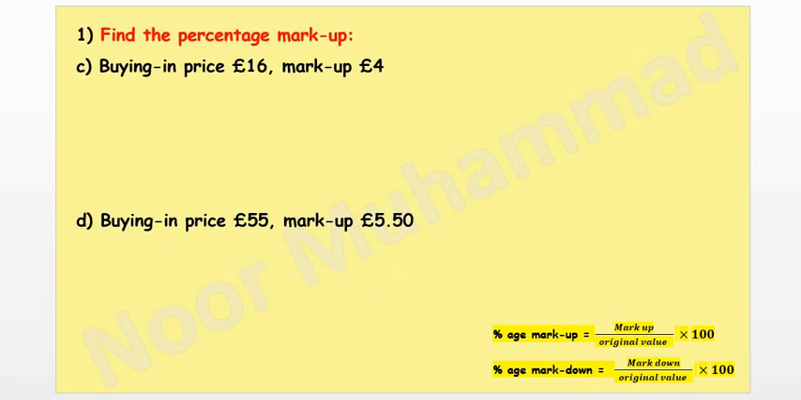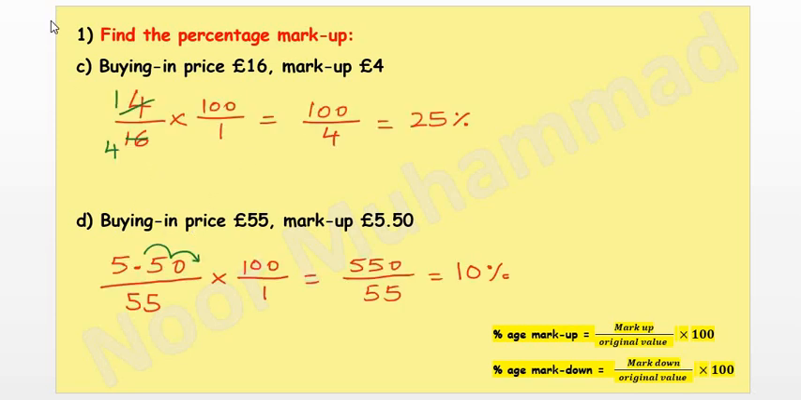Now here, pause the video and solve C and D part on your own. So here are both the answers, students. 4 out of 16 could be simplified with the times table of 4. 4 ones are 4 and 4 fours are 16, and finally we are getting 1 out of 4. So in the beginning of this chapter I told you to memorize the multiplication table of 25. So you know that 25 times 4 is 100.